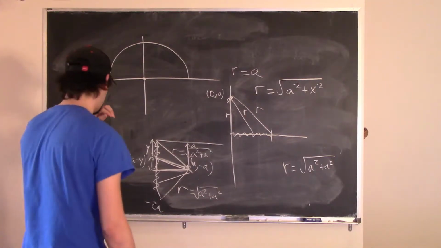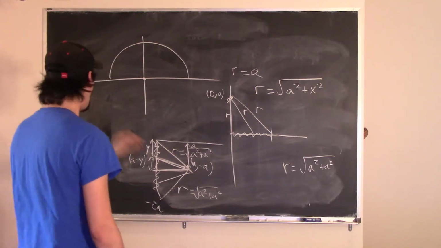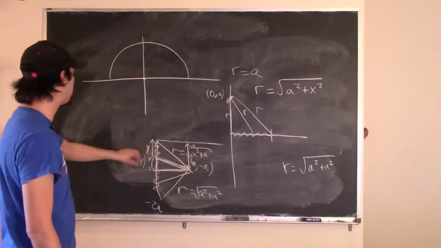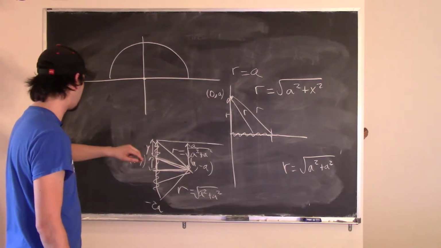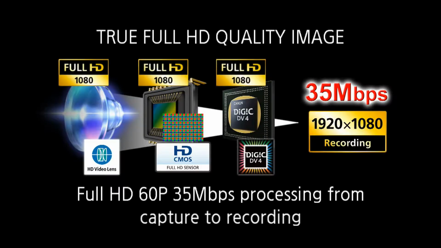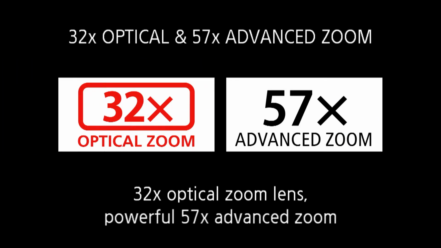Why is something wrong here? Oh, it's because the values of y are themselves negative. This needs to be a plus y. Let me go back. I made a mistake.